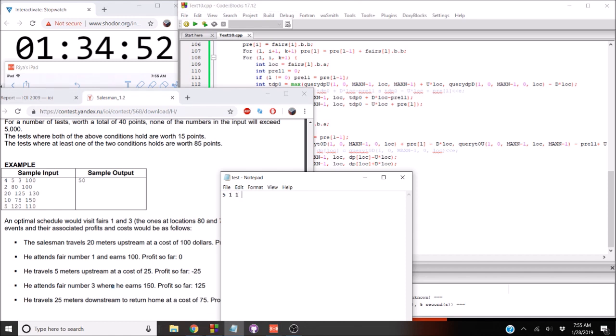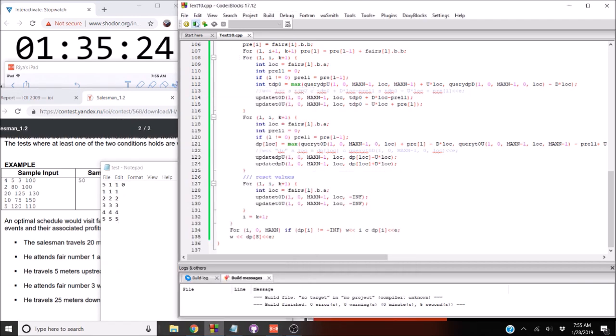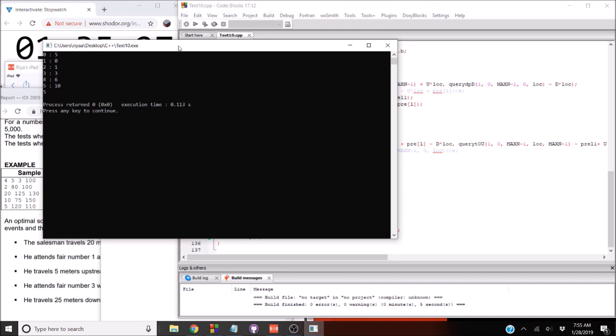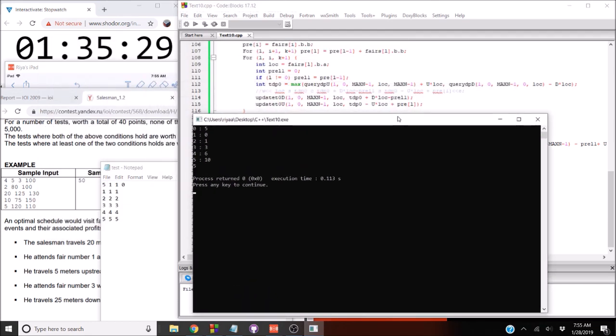1 to go upstream, 1 to go downstream, and we start at 0. So locations 1, 2, 3, 4, 5. You gain 1, 2, 3, 4, 5. The optimal option would be to go down to 5 and back. Cost would be 10, but the profit would be 15. So you would gain 5. Okay, well this looks good.